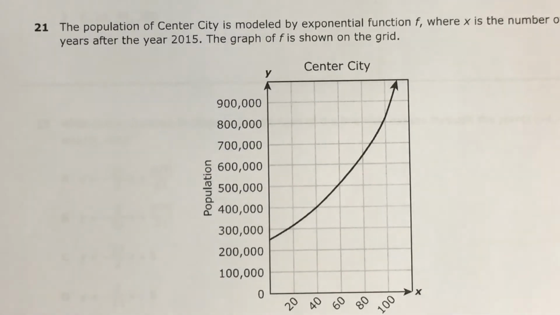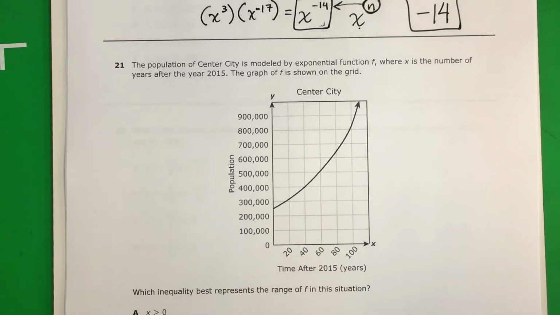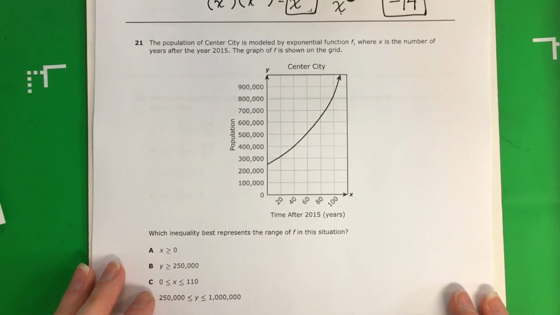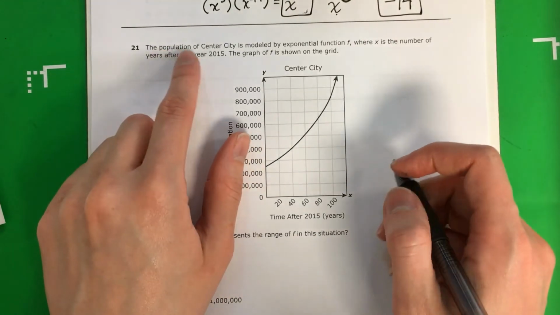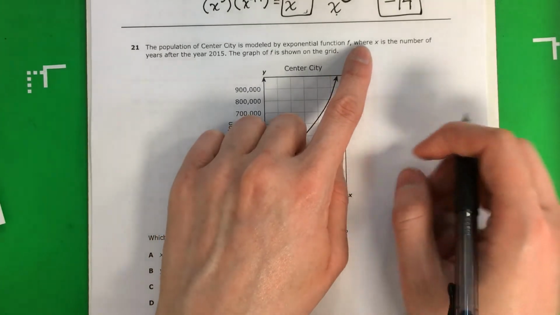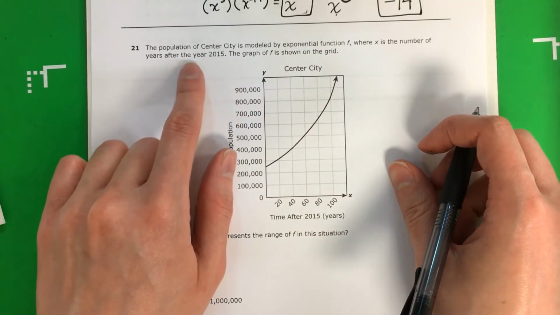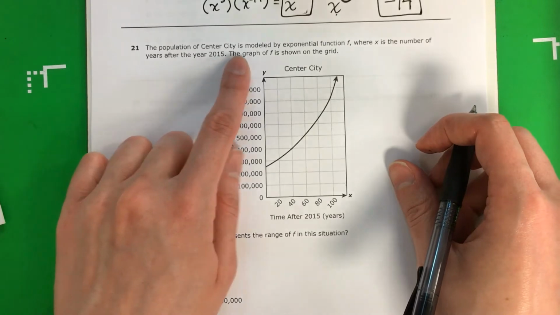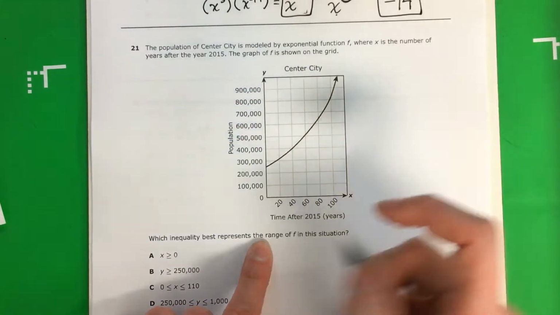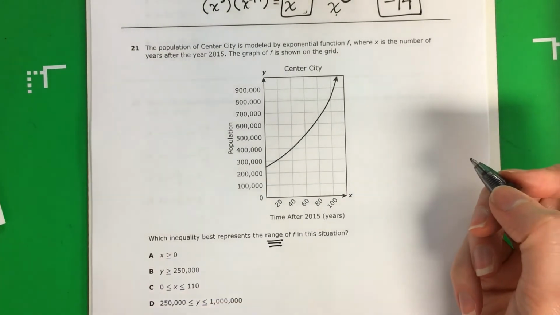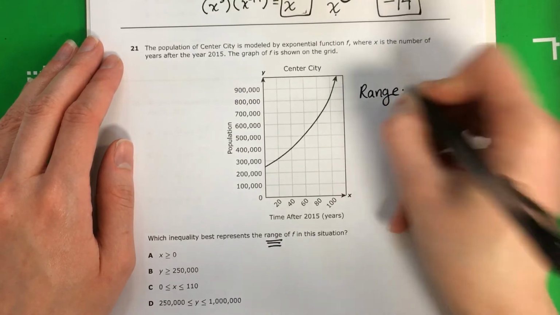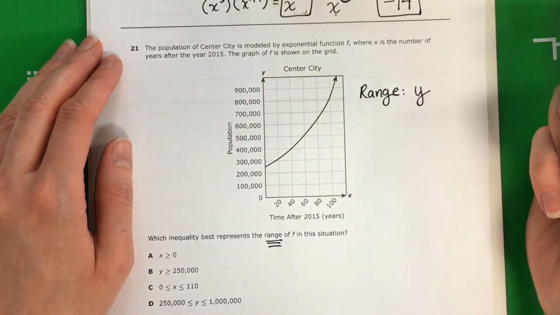Number 21, and I'll zoom out here. The population of Center City is modeled by exponential function f, where x is the number of years after the year 2015. The graph of f is shown on the grid. Which inequality best represents the range of f in this situation? So we're talking about range. And let me just remind you that range is y.